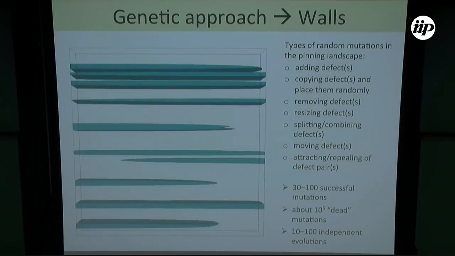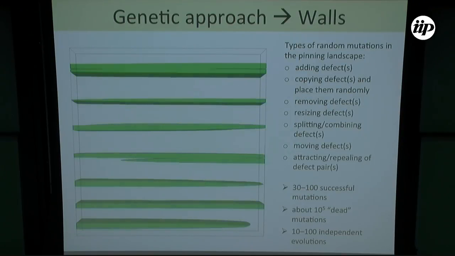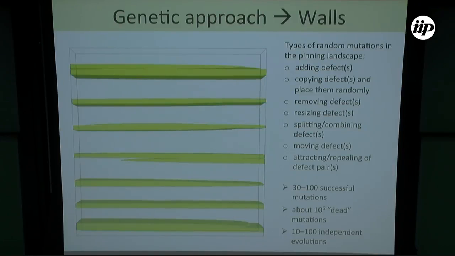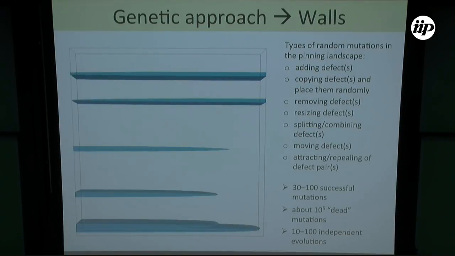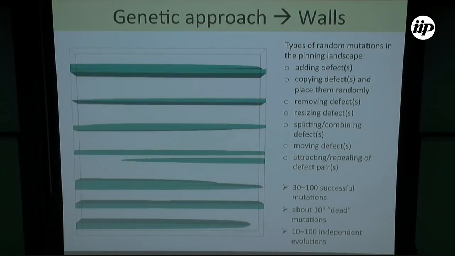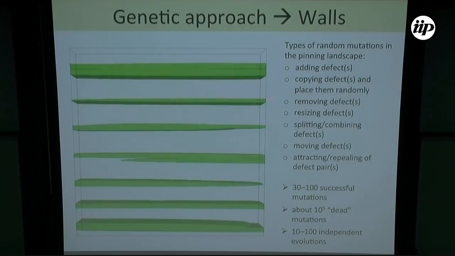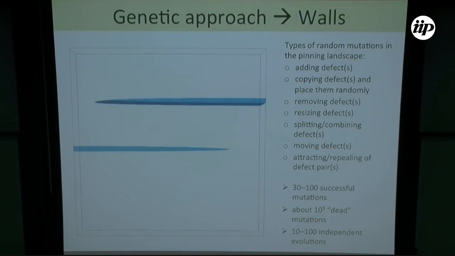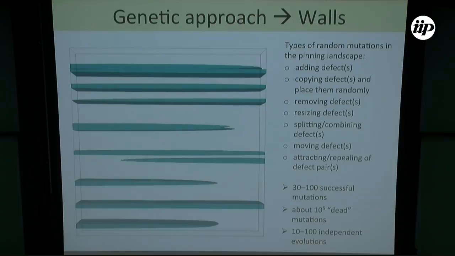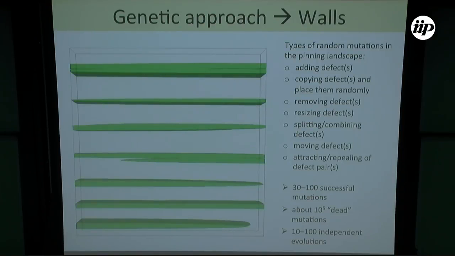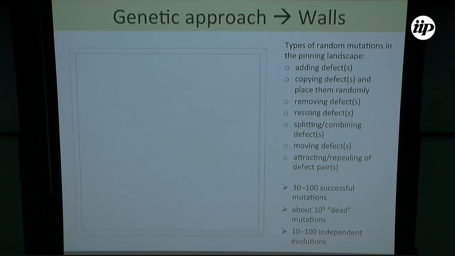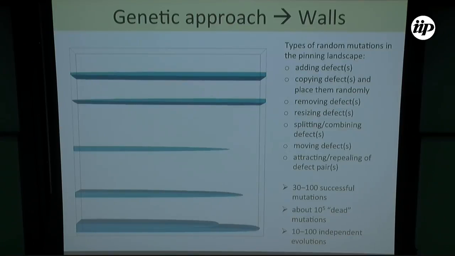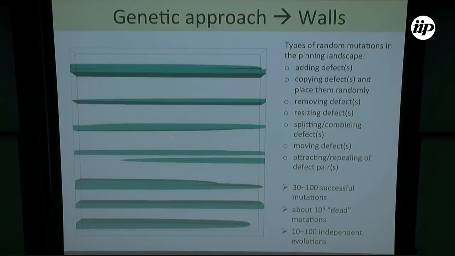So we see a set of consequent mutations. The color is the critical current in there. And by mutations, I mean different perturbations. So, for example, adding defects, copying defects, removing defects, resizing defects, keeping the volume fraction of the defect. Then we can split, combine defects, move them randomly, or attract or repel pairs of these defects. And you can, in principle, see all these mutations in here.